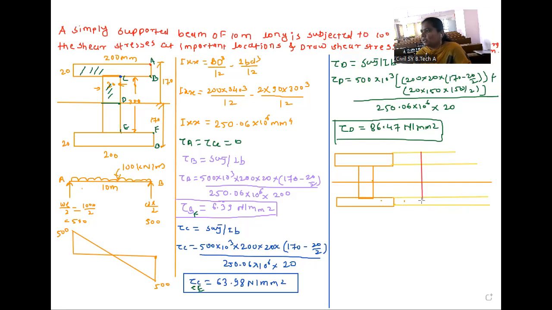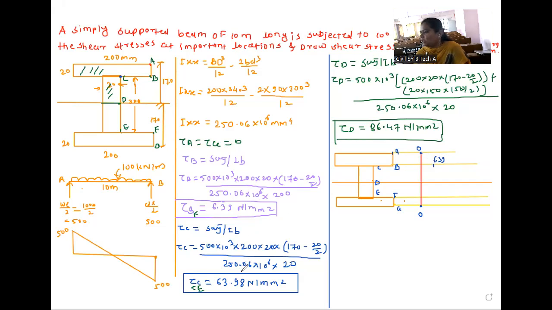Okay, so suppose this is baseline. First we will mark points here and then we will draw the figure. So this is our A point, this is B, C, this is D, E, F and G. So shear stress at A and G is 0. After that, shear stress at B is 6.93. So suppose here 6.93.